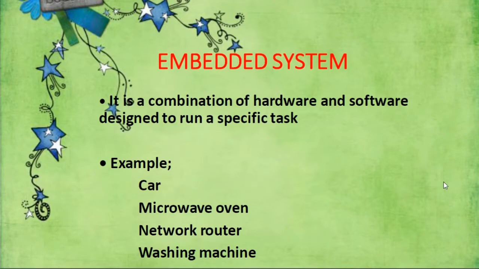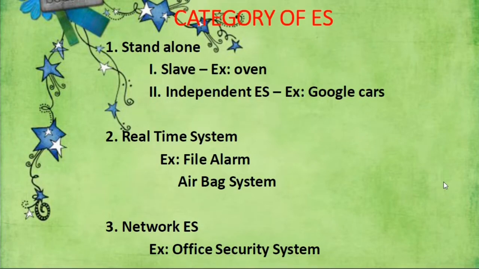Now we are going to see what an embedded system is. It is a combination of hardware and software designed to run a specific task. Examples. What are the categories of ES? Stand-alone, in that, slave and independent. Real-time systems. These are the examples. Network ES. These are the examples.